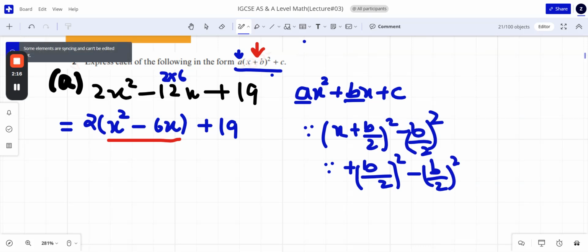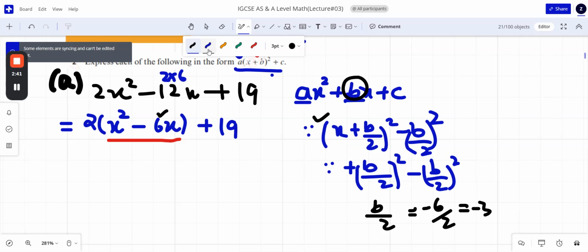So what is b by 2? b is the coefficient of x, which is minus 6. So b by 2 is minus 6 by 2, which equals minus 3. Let's use the first method, the formula for completing the square. You can use any method from these two. We will use it within the parentheses.